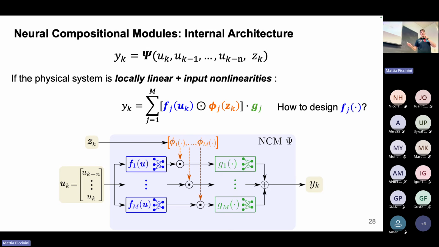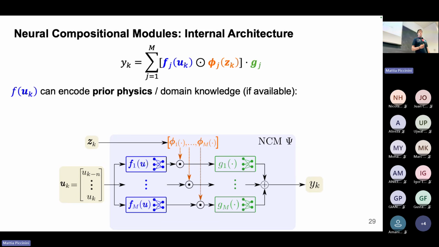But the question is now how to design them. We understood how to design G. They simply perform linear combinations of their inputs, and they learn the response of the system. But what about F? How to design them? Well, it turns out that here we can actually encode some physics priors. If we have some prior knowledge, domain information, whatever, we can try to incorporate it in the function set.